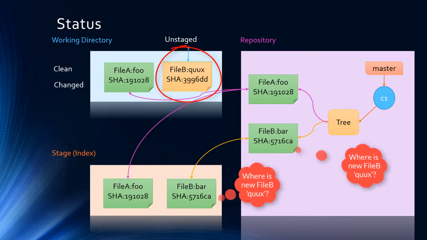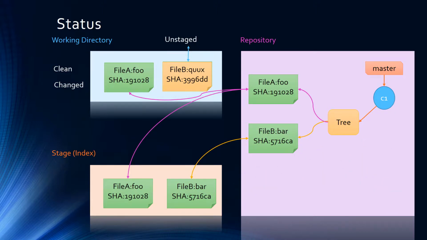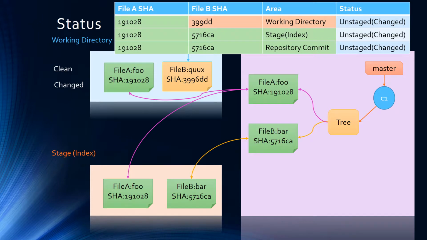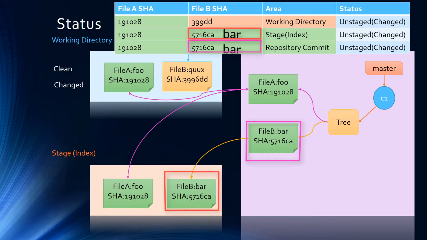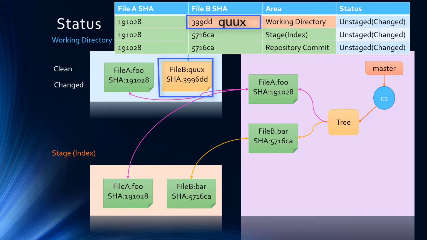Why? I think this should be an easy question for you, because you have not yet run the git add command to add them. Let's check the table, which describes the file states in three areas. We can see that both file B in the stage and the repository commit point to the old file B, whose SHA is 5716CA. But file B in the working directory has been changed and its SHA is now 3996DD.